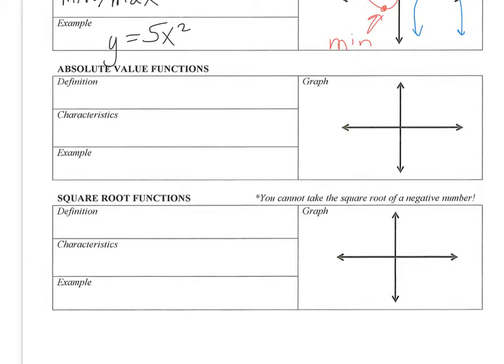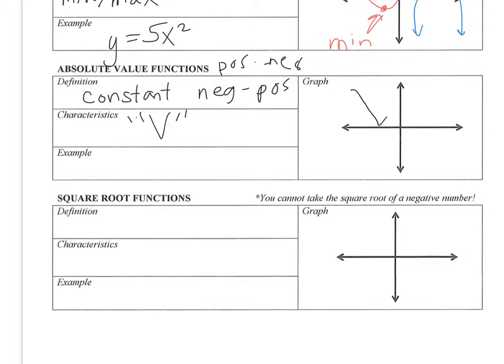Okay, absolute value functions also have constant rate of change. However, it goes from negative to positive slope or from positive to negative slope. Characteristics is it makes a V. So you can have an absolute value that goes from a negative to positive slope, or you can have an absolute value that goes from a positive to negative slope.